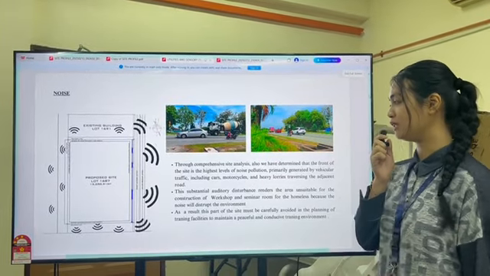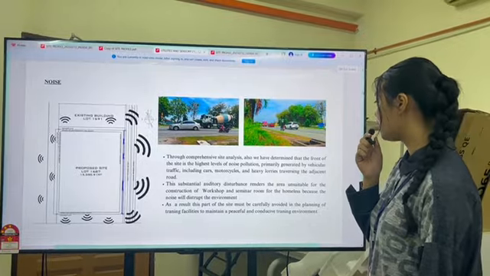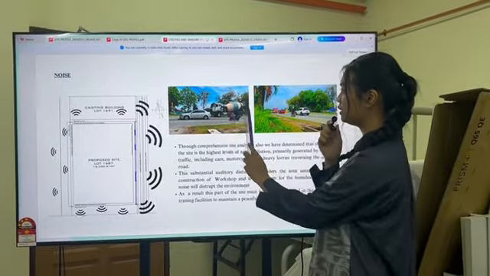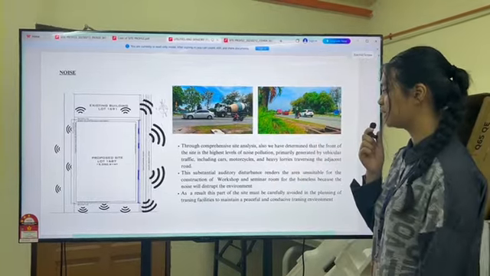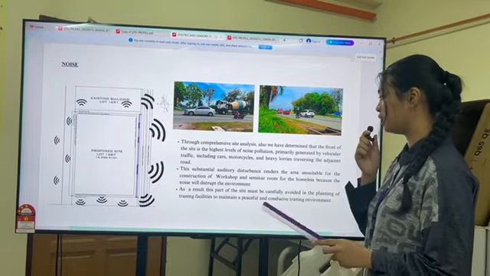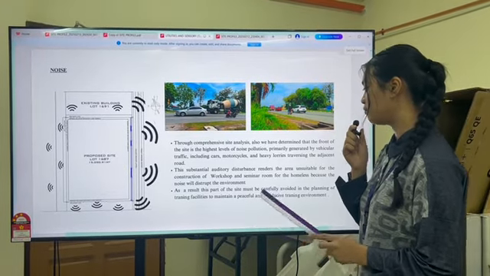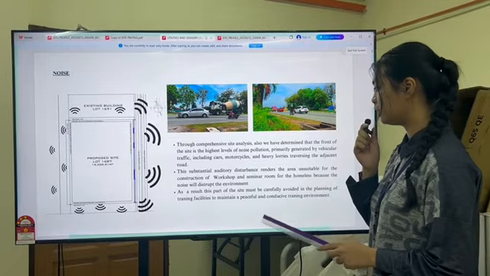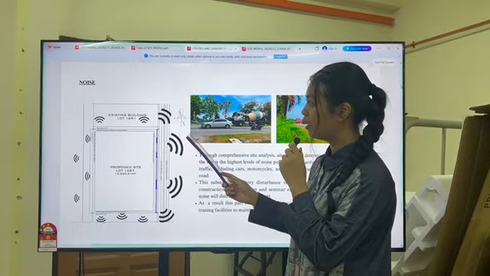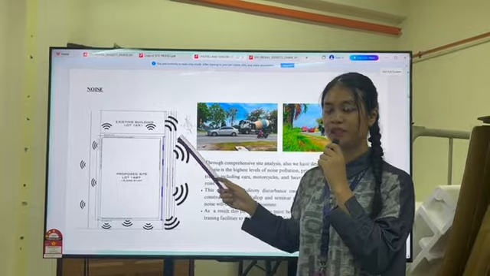Next, through comprehensive site analysis, we have determined that the front of the site has the highest levels of noise pollution, primarily generated by vehicular traffic including cars, motorcycles, and heavy lorries traversing the adjacent road. This substantial auditory disturbance renders the area unsuitable for the construction of a shop and seminar room for the homeless because the noise will disrupt the environment. As a result, this part of the site must be carefully avoided in the planning of training facilities to maintain a peaceful and conducive training environment. So we recommend placing the building on the left side of the site because there is less vehicle access.